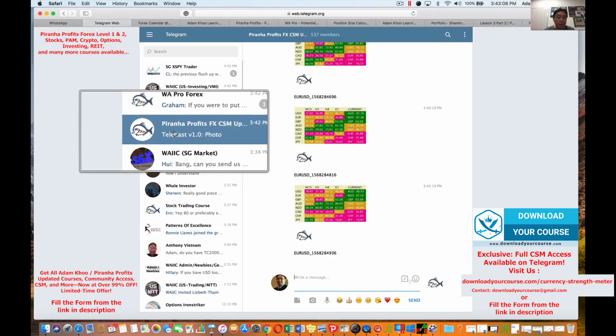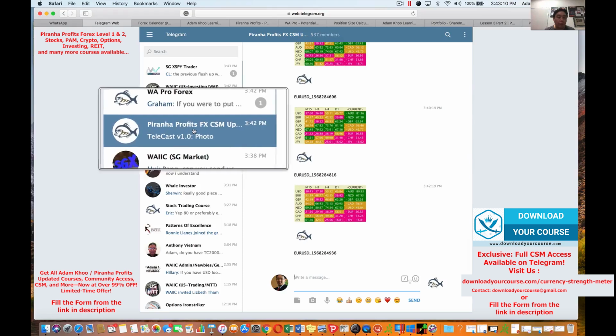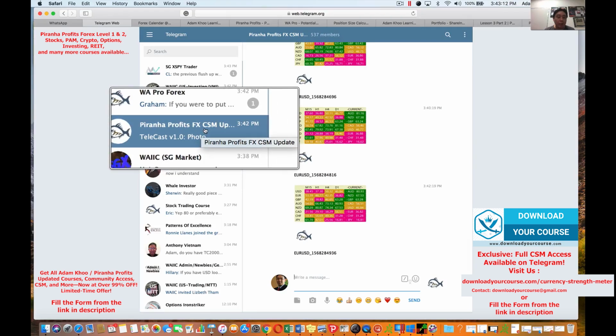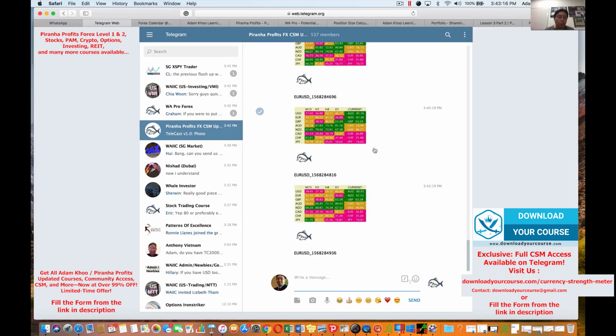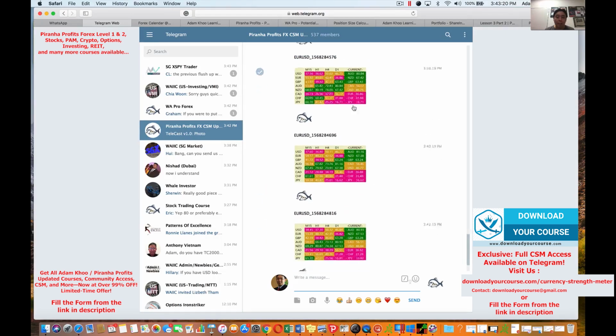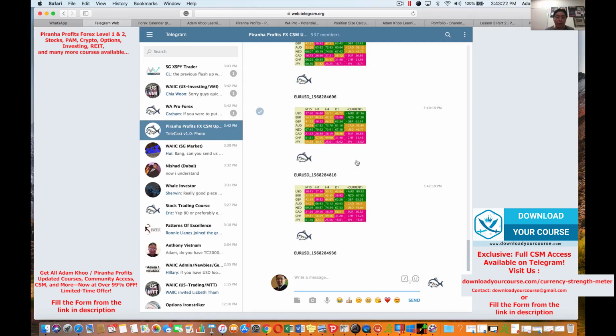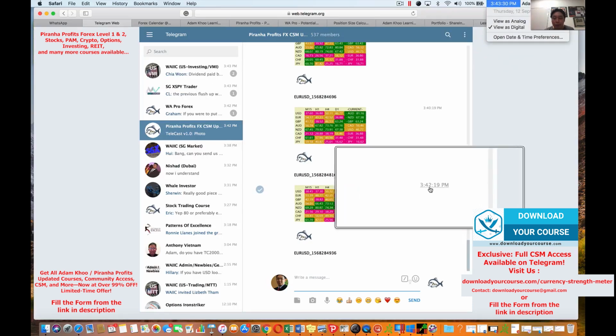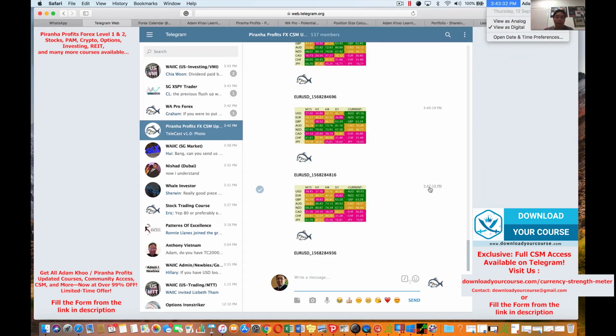So this is the group, which is the Piranha Profits currency strength meter, or we call it CSM alerts, right? So every 2 minutes you will get an updated alert on the currency strength of the market. Let me just show you this. Right now it's 3:43 p.m. You can see that the last alert was 3:42. So every 2 minutes it will give you an update.